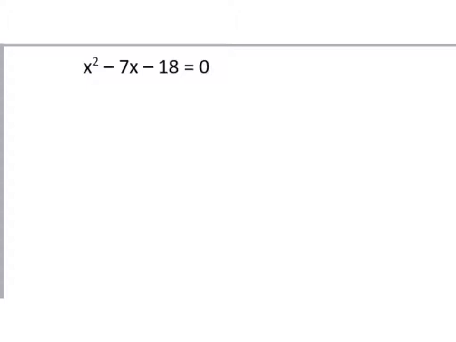If you have 2, 3, 4, something else in front of your x squared, then you have to do a different method. But right now we're talking about when my x squared is 1x squared. This is the most simple type of factoring to do. The first thing we need to do is look at the last number, and we're going to look for something that multiplies to make negative 18.